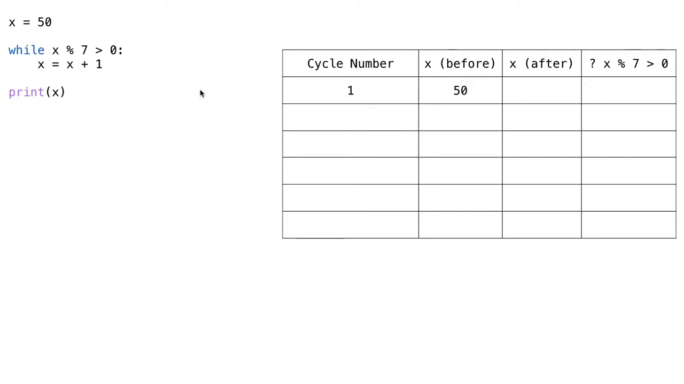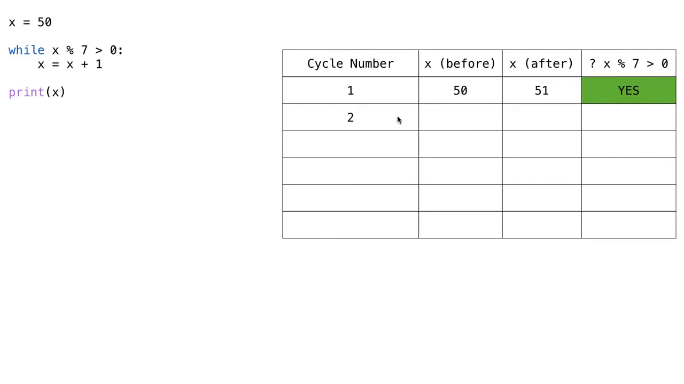So now we run through the loop, which involves increasing the value of x by 1. That's what this statement here accomplishes. So x will go from 50 to 51, and then we check to see if that condition is in fact true. We ask if 51 modulo 7 is greater than 0. 51 modulo 7 is in fact 2. 2 is greater than 0, so that condition is met, meaning we continue running through the while loop. And that means we go through another cycle.